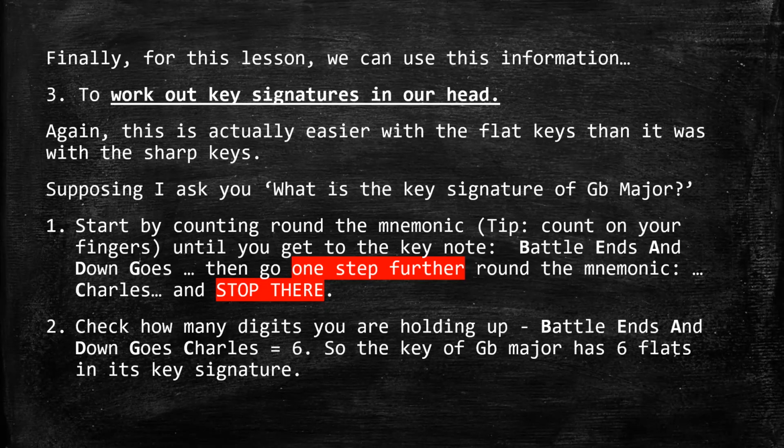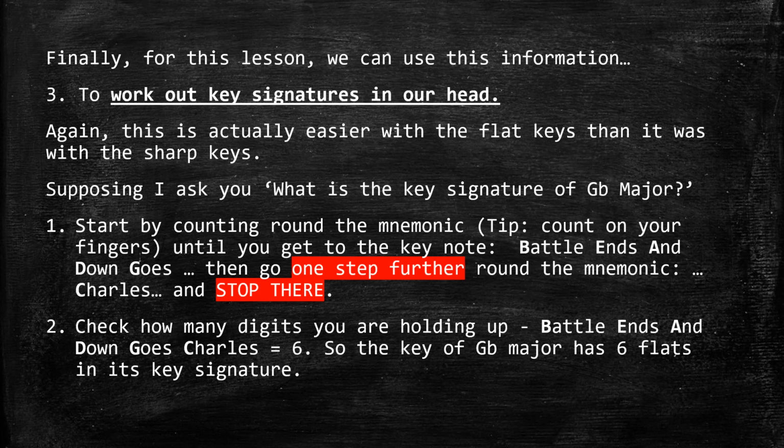Finally, for this lesson, we can use this information to work out key signatures in our head. Again, this is actually easier with the flat keys than it was with the sharp keys. Supposing I ask you, what is the key signature of G flat major? Start by counting round the mnemonic. Tip: count on your fingers until you get to the key note.